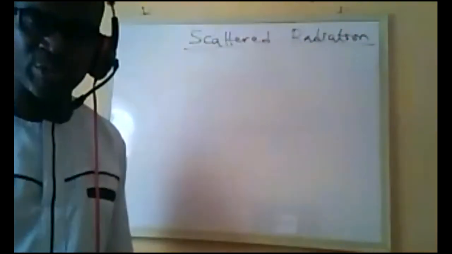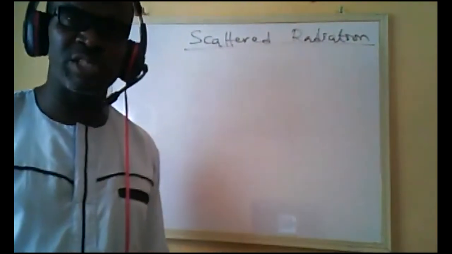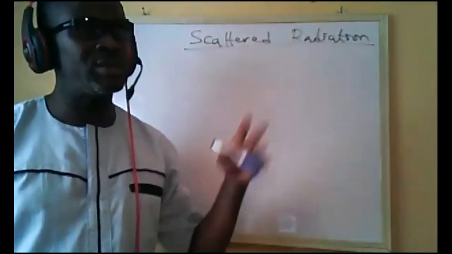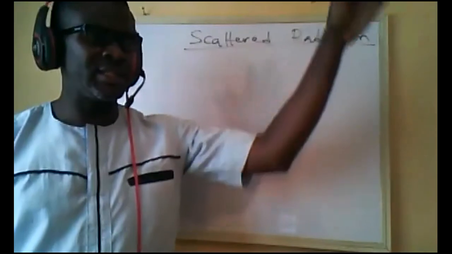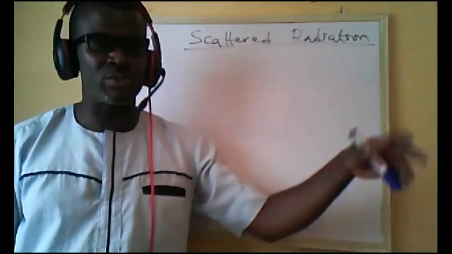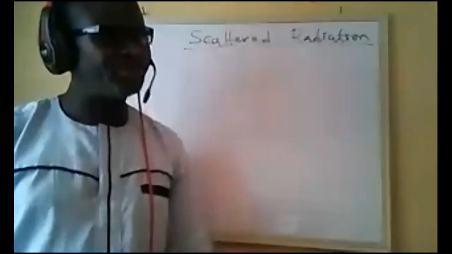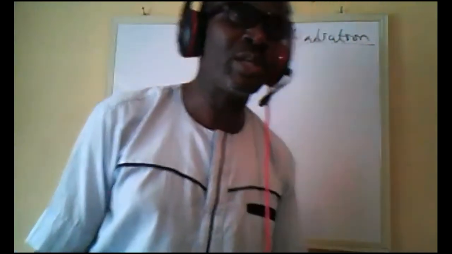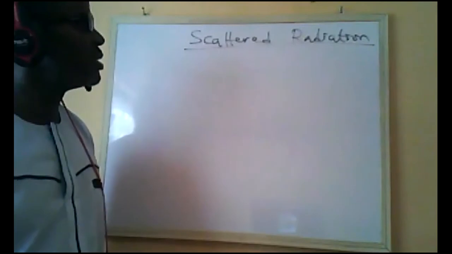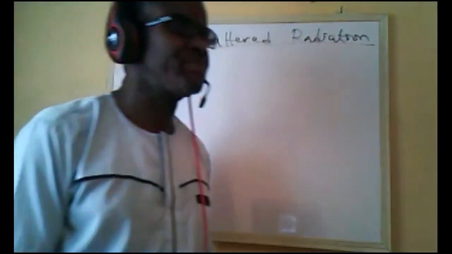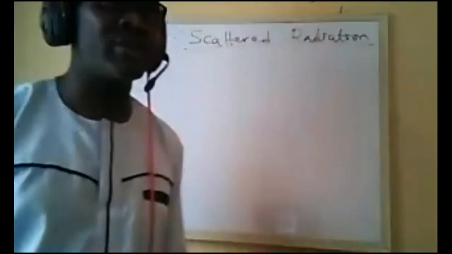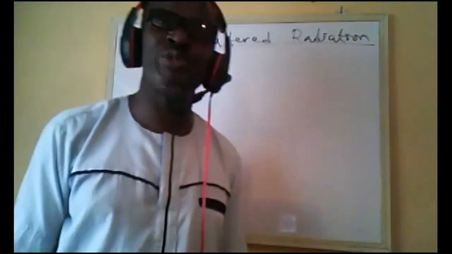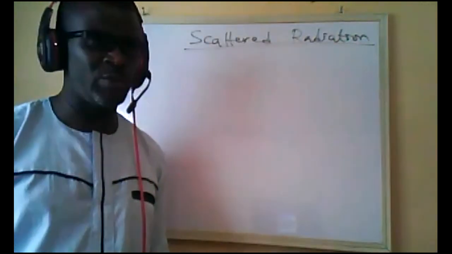And the major thing that contributes to scatter radiation is the Compton scatter, because the photon is scattered, giving rise to the Compton electron and so on. So it is the major reason why we have reduced contrast in radiography. Compton scatter, if there's a way we can reduce or eliminate it, well and good.